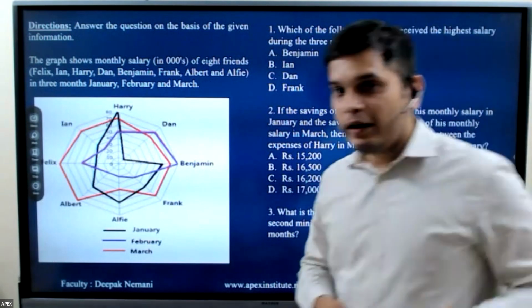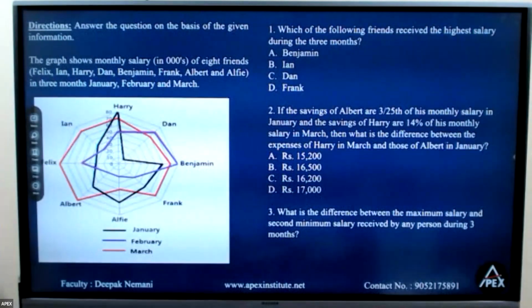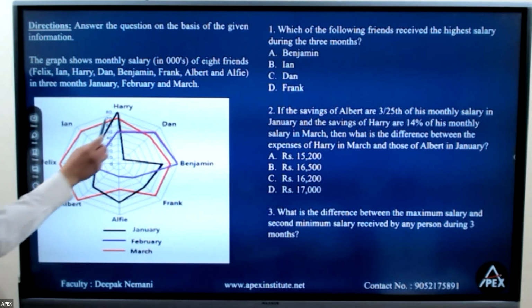How many of you did not attempt this? Why? Don't tell me it's because it was a type of graph you hadn't practiced. Why? But here you are given only the integer values, right?